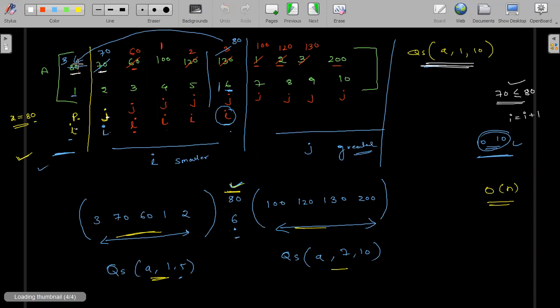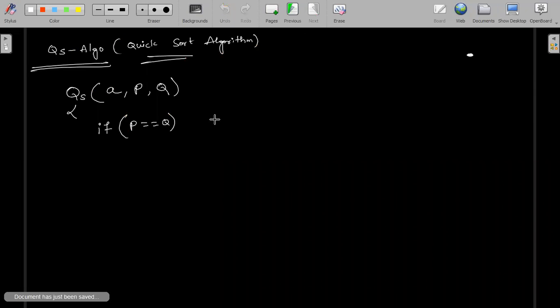Suppose I have only one element, 80. If I apply the quicksort, it will become 80 only, which is sorted order. That is the reason I'm taking this. If it is only one element, P value equals Q value, starting and ending index are both equal, so it is already sorted and it will return. If I apply quicksort on this, you get the same element. That is the reason why. What is that? A of P.